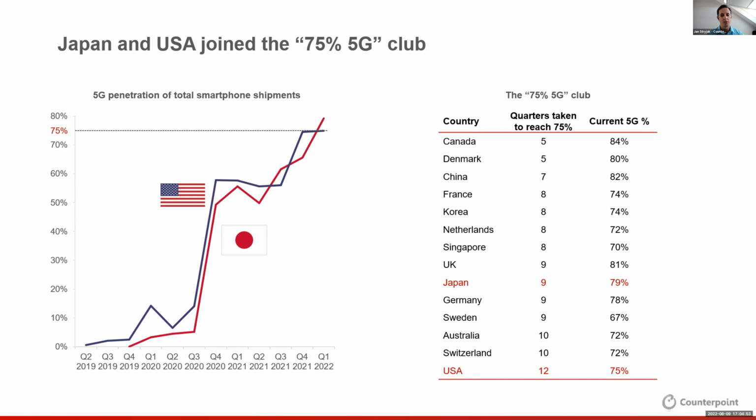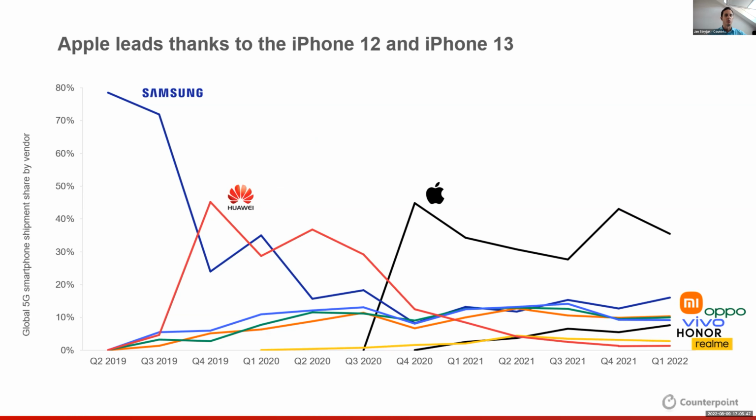So in terms of which OEMs are leading this drive, back when 5G first launched, it was pretty much exclusively Samsung that was leading the 5G charge. Back in Q2 2019, Samsung accounted for almost 80% of global smartphone 5G shipments. Huawei had a bit of a boost in Q4 2019 and overtook Samsung. But then, as I'm sure we all know, Huawei suffered a decline starting in the middle of 2020, so its 5G share and 5G shipments declined rather drastically.